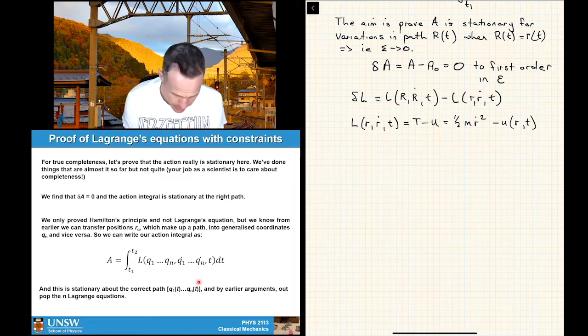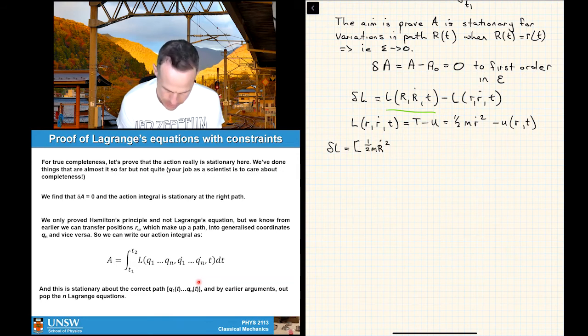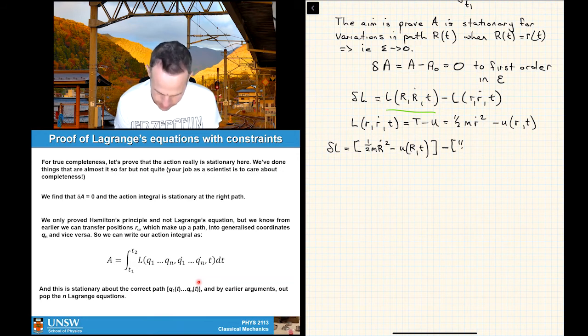So let's do that. We've got delta L here is going to be our Lagrangian for big R. So let's write this down. It's going to be a half m big R dot squared minus U of big R and t, minus the Lagrangian we have for little r. So it's a half m r dot squared minus U of r and t.